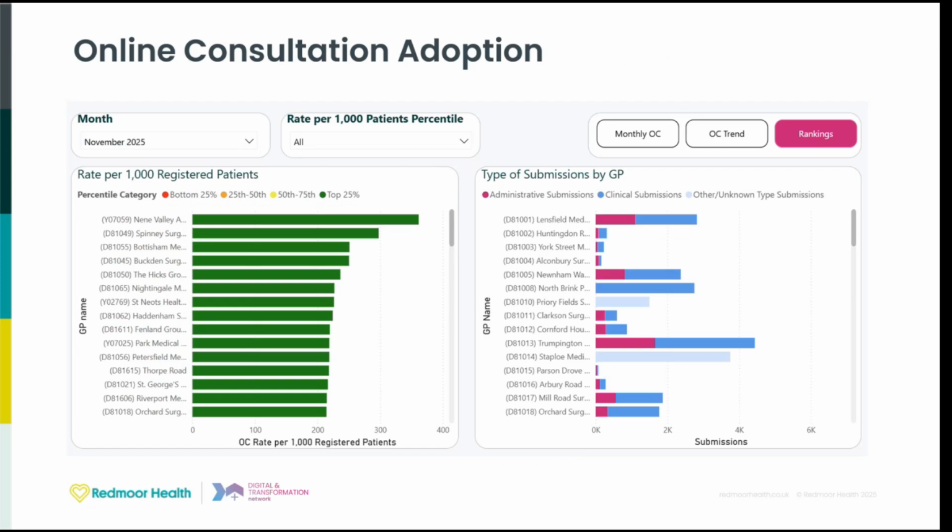Similarly, with online consultation adoption, there's a few different data sets that you can look at across ICB region. You can look at it in terms of the rate per 1,000 patients of OCs that have been submitted. You can also see the split between the clinical submissions and the admin submissions too. And again, this is available to filter based on both PCN and practice view.